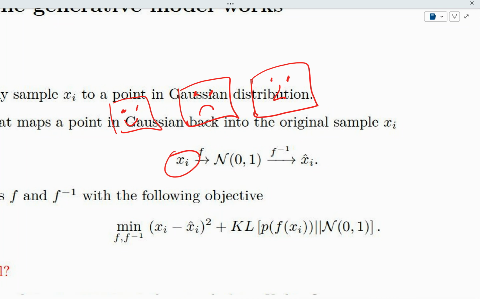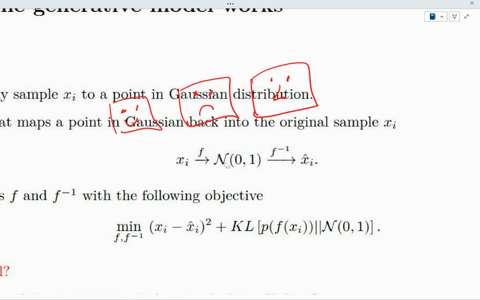So these are all pictures of faces. If you have the picture of the faces, now you take one single sample, you map it into a Gaussian distribution, and then you map it back. So this one, you're going to get it back, right? Okay, so this implies that all the possible samples could be mapped to a point in a Gaussian and can be mapped back.